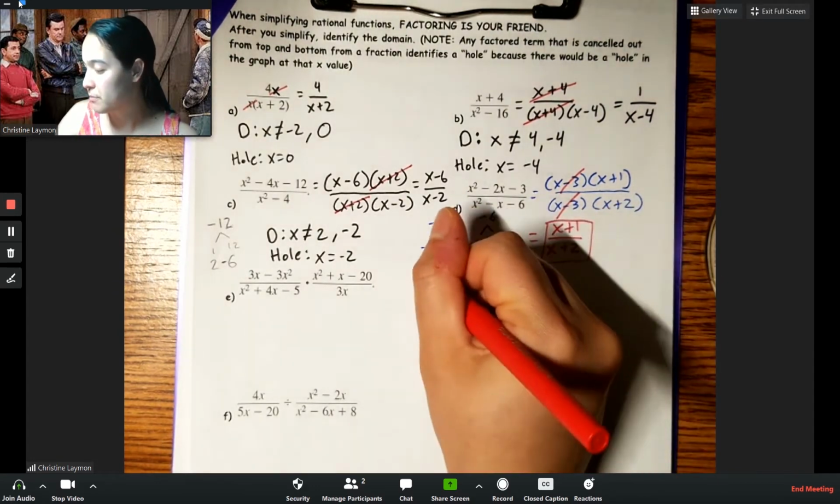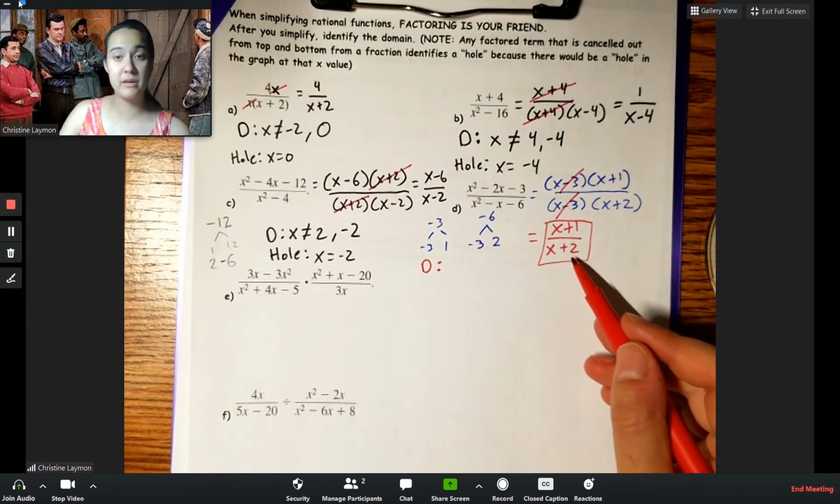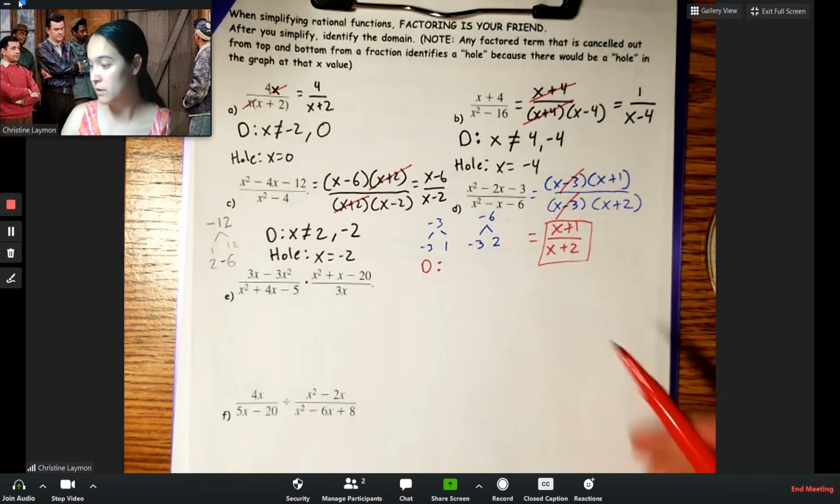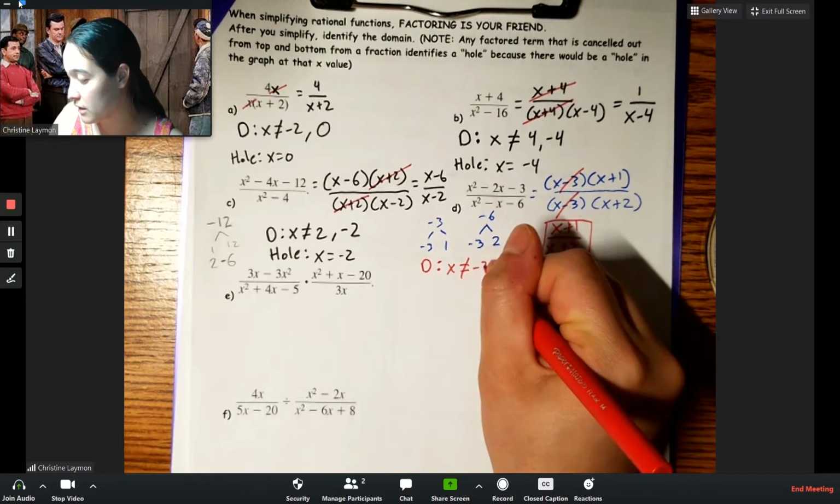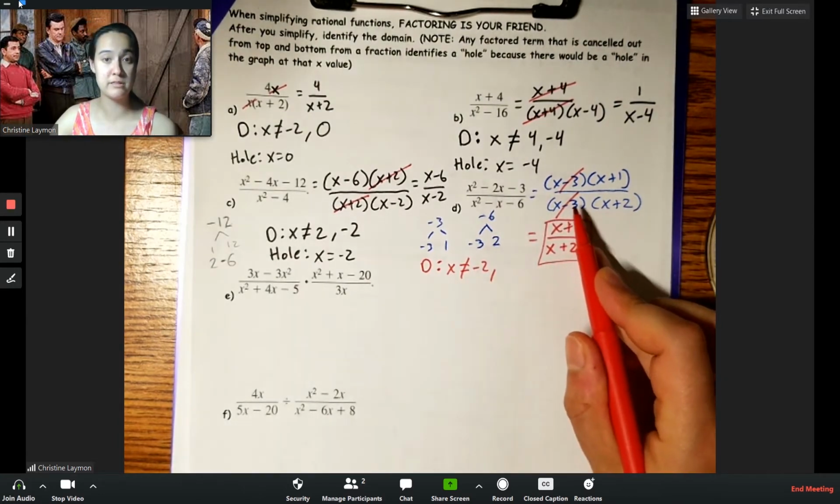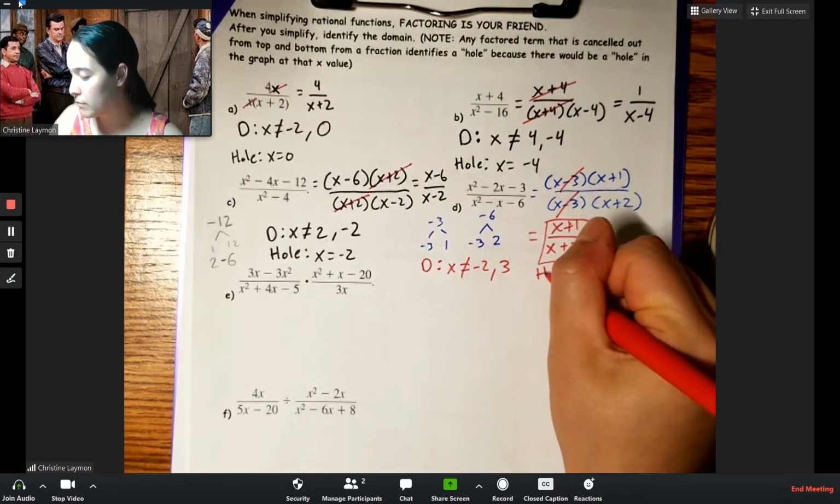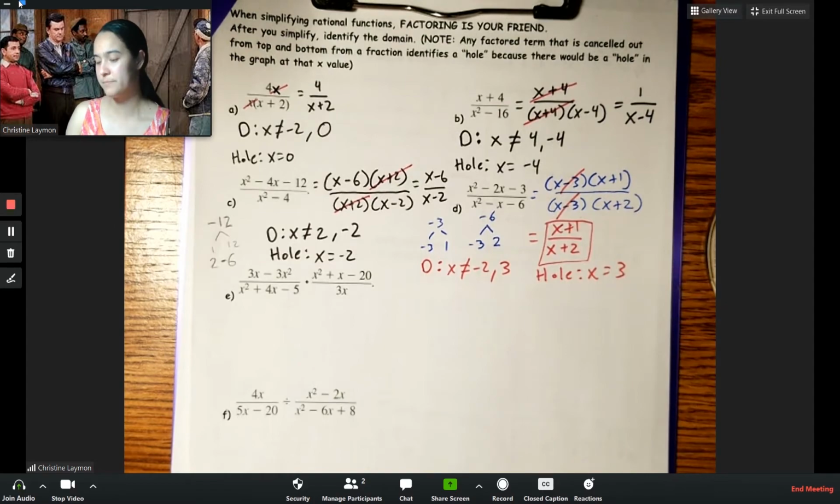Now my domain cannot be -2. Again, I don't care about the top, only the bottom. So my domain is x as everything but not -2. It's also not what we crossed out. It's not +3. And from all this work, we know that there's a hole at x equals 3. Let's go ahead and take a look at that graph.